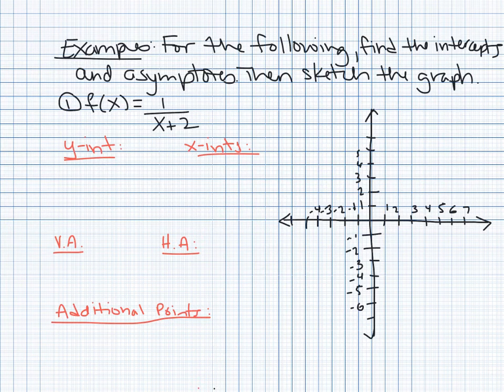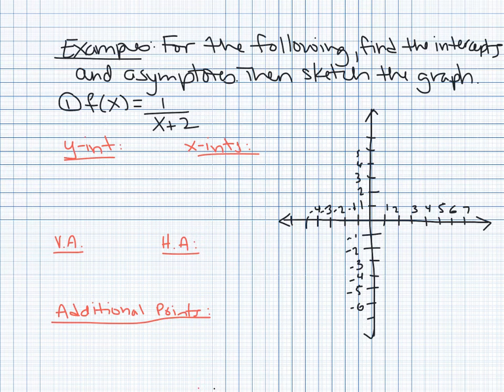So let's go ahead and get started on this example. You'll see there's quite a bit of stuff I wrote out on here. So we're going to be finding the intercepts, we're going to be finding the asymptotes, and then we're going to draw the graph. And the first one we have is f of x equals 1 over x plus 2.